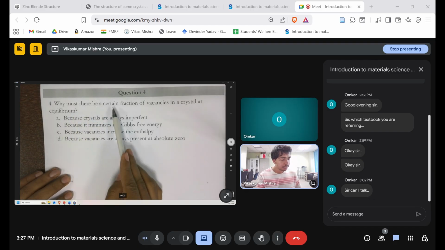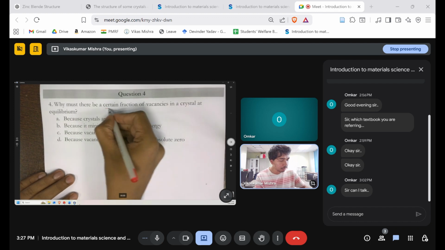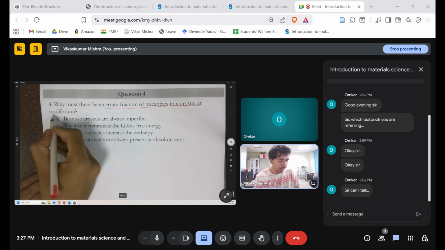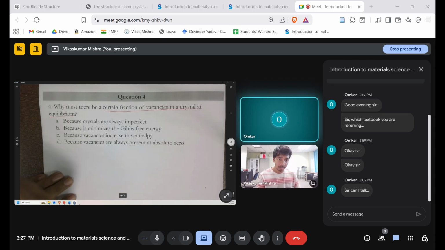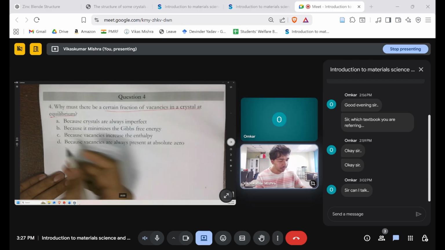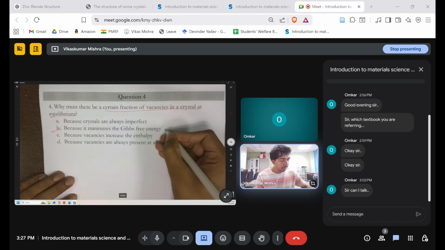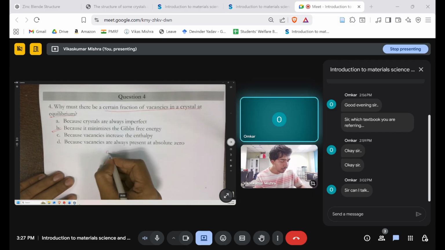Why must there be a certain fraction of vacancy in a crystal at equilibrium? A certain fraction of the vacancy will be there in equilibrium. Why? Because to minimize the Gibbs free energy. That's right. Because it minimizes the Gibbs free energy, it adds the configurational entropy.